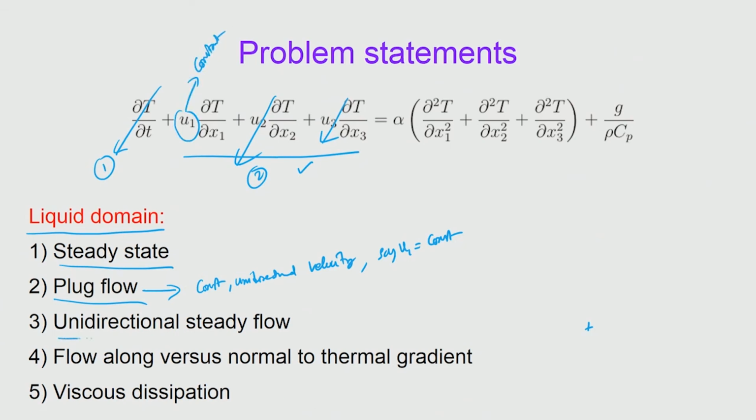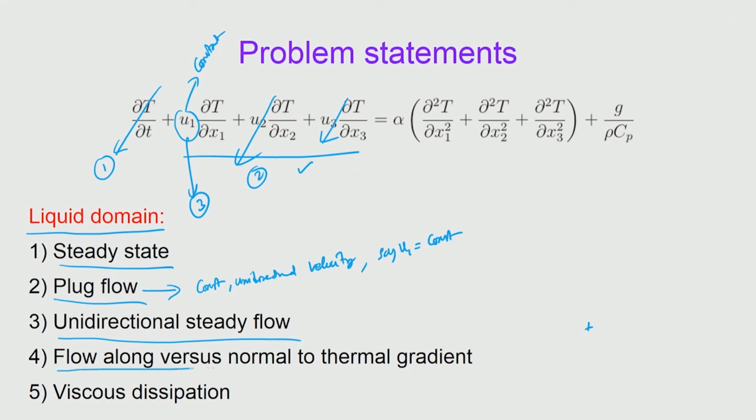In case it is written as unidirectional steady flow, you could also think, if it is the third assumption, then u1 could be a function of x2 for example, that is allowed, but u2 and u3 will be 0 in case the unidirectionality of flow is along the x1 direction. So, you could actually simplify the problem by these kind of statements.